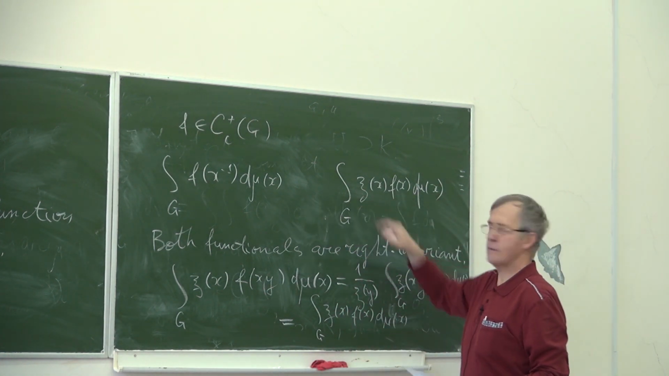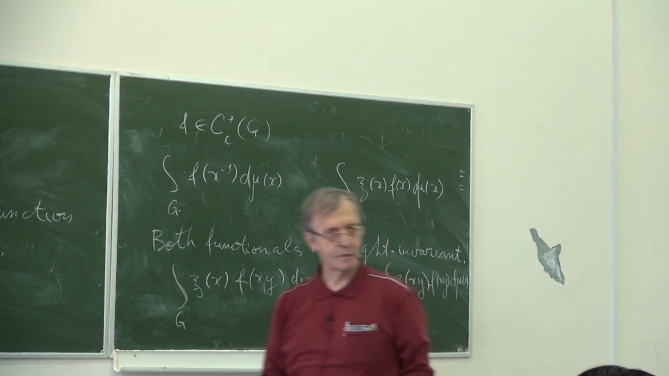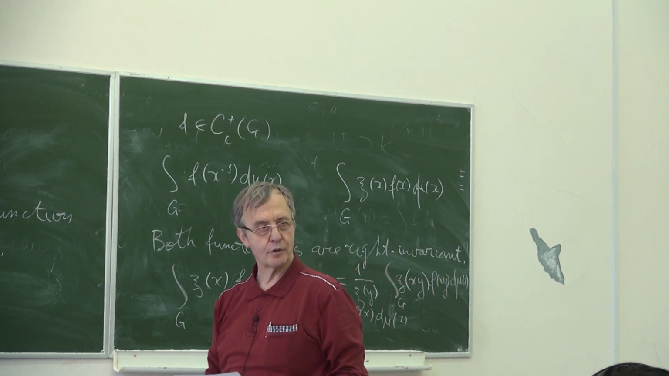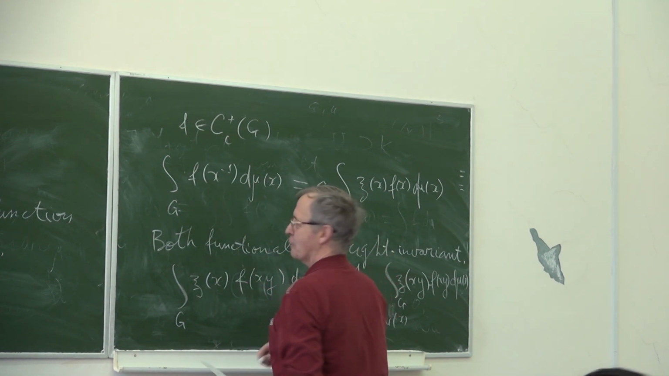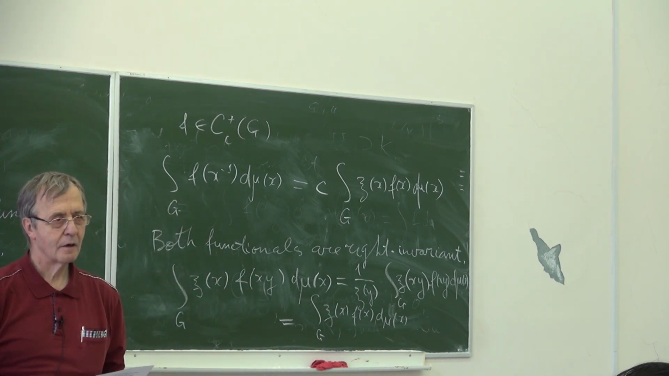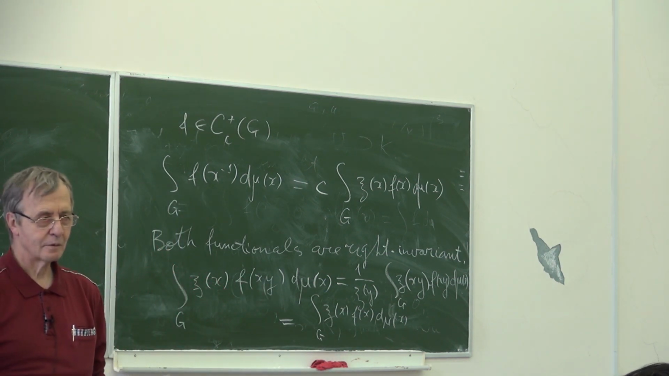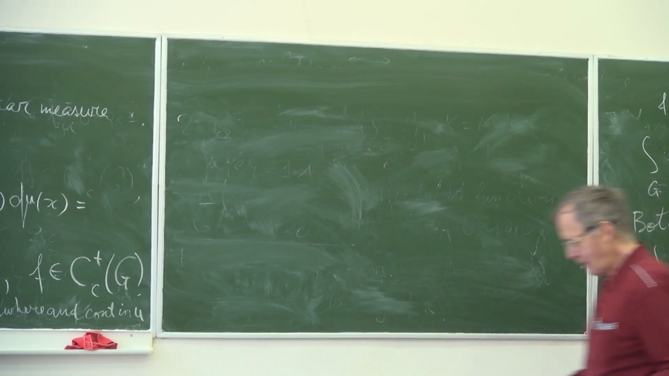So we have two right invariant functionals, and as we saw, they are proportional. So there is a constant c, so that we have this for every f. And now let's prove that this c is equal to 1. Some explanation.